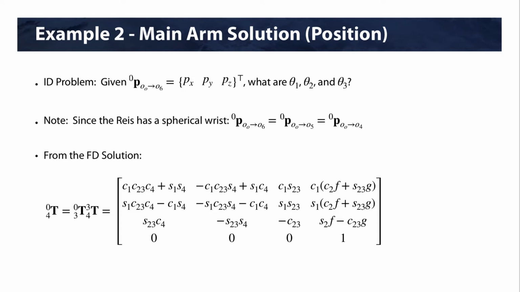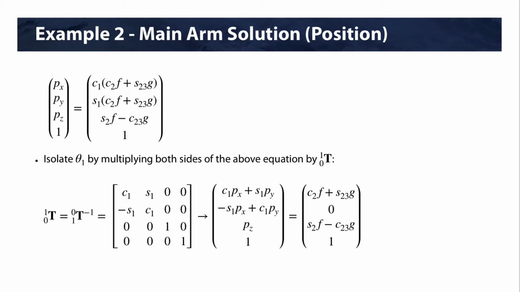All right, so if we go to our forward displacement solution and find the transform describing frame 4 with respect to frame 0, we can actually get that vector describing the position of frame 4, which is this piece here. And you can see these are only in terms of theta 1, theta 2, and theta 3. So we can use that to solve for theta 1, theta 2, and theta 3. So we've just rewritten those here. So we know px, py, and pz, and we're trying to find theta 1, theta 2, and theta 3.